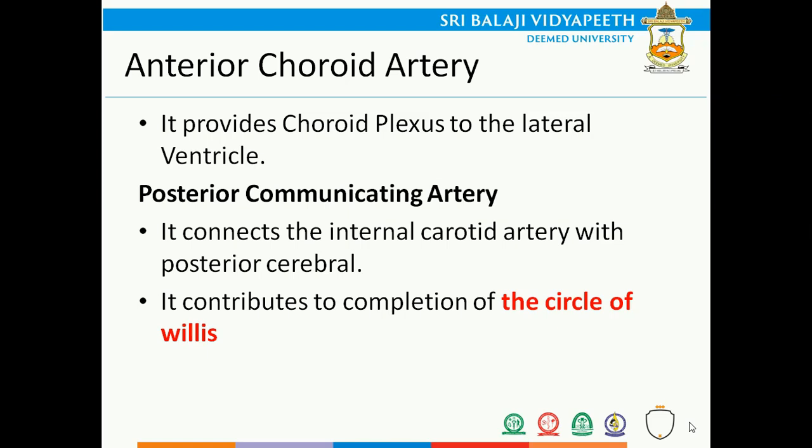The next is the posterior communicating artery. The posterior communicating artery connects the internal carotid artery with the posterior cerebral artery. It contributes to the completion of the circle of Willis. It is a small artery that joins the internal carotid artery with the posterior cerebral artery, and it will form the complete end of the circle of Willis. Now the branches we have learned will be seen as a diagram.